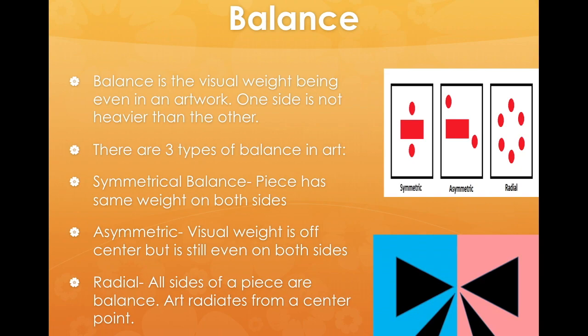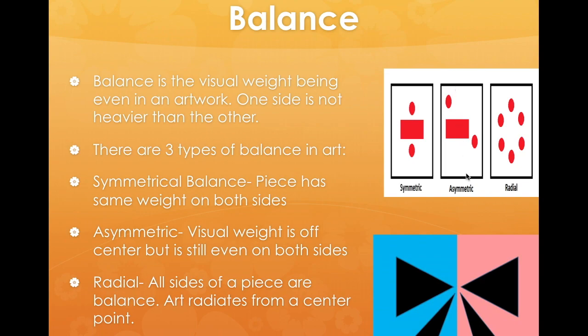So let's say it's 2 circles on both sides. One circle is not bigger than the other. One circle is not darker than the other. One circle is not a different value than the other. Asymmetric balance is when, and that's this one right here. So we see symmetric. Now we see asymmetric balance, which is if we split a line down the middle of this, there would still be the same amount of weight on both sides.